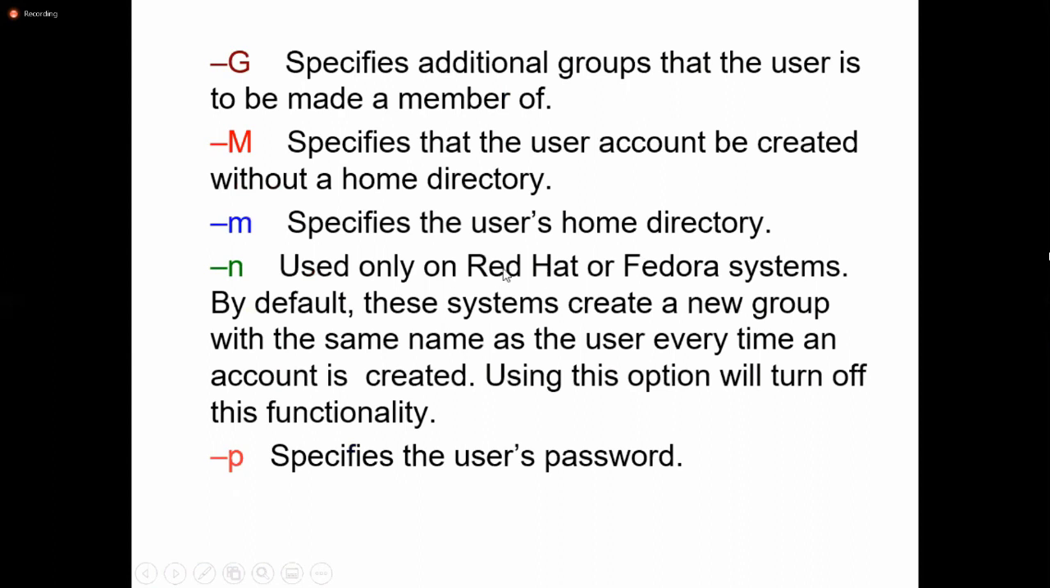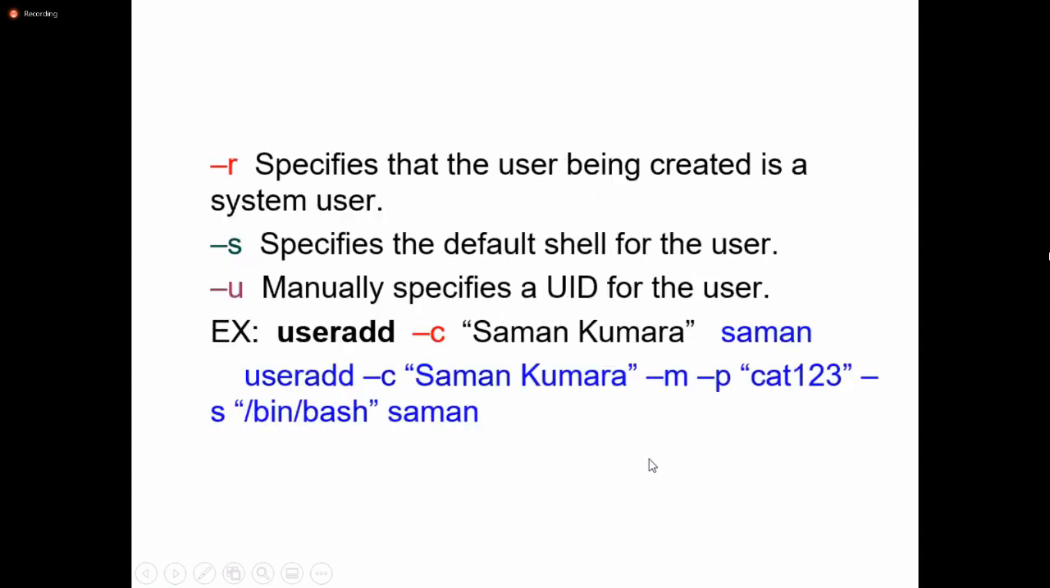Okay, so -N only in Red Hat and Fedora, right? -p you can give the password there, right? -r will make sure that it's a system user. -s you specify the default shell. -u you specify the UID manually.